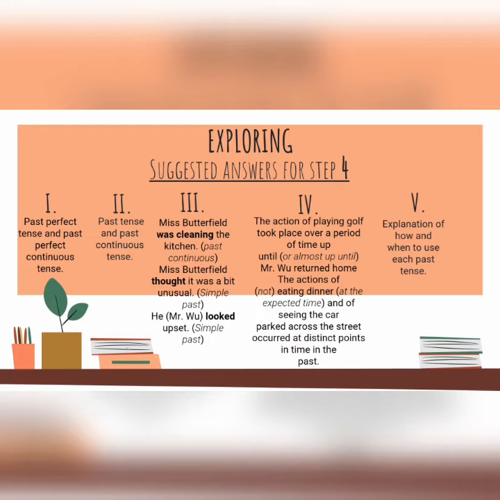For the fourth question, the action of playing golf took place over a period of time up until or almost up until Mr. Wu returned home. The actions of not eating dinner at the expected time and of seeing the car parked across the street occurred at distinct points in time in the past. And for the fifth question, in these possible answers, they write an explanation of how and when to use each past tense.